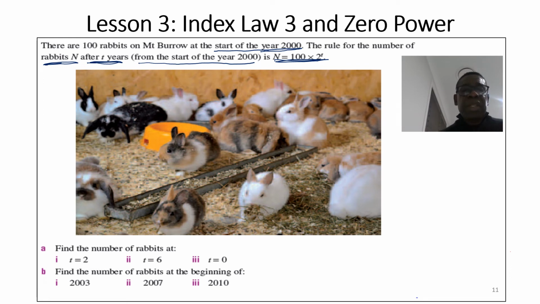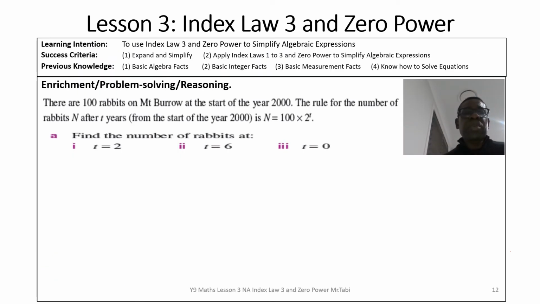Find the number of rabbits at t equal to 1, t equal to 2 years, t equal to 6 years, and t equal to 0, and so on. Right. Let's solve the problems one by one. So let's look at question A.